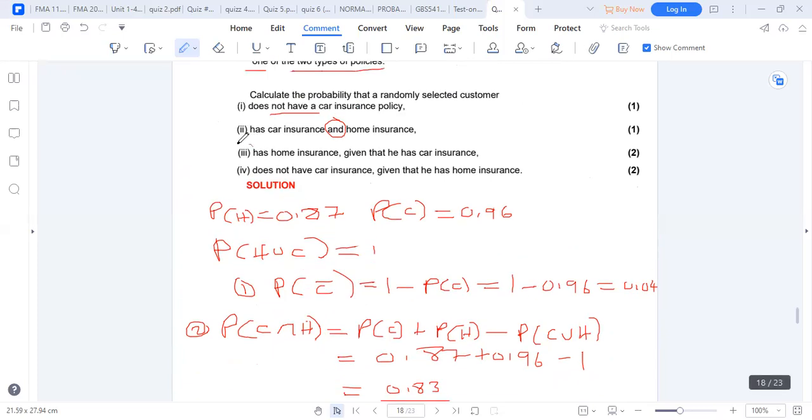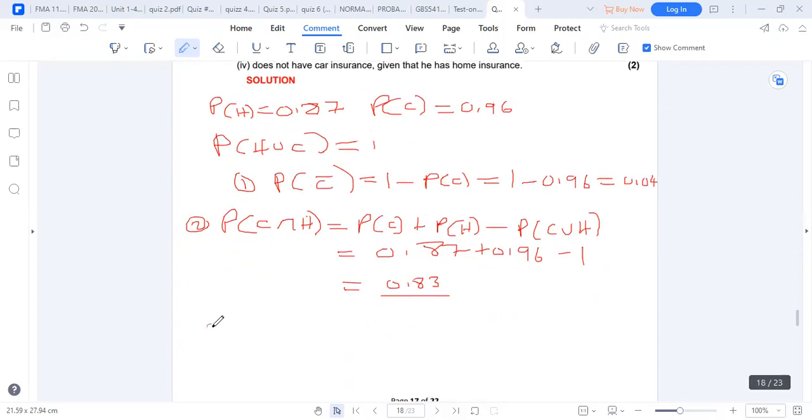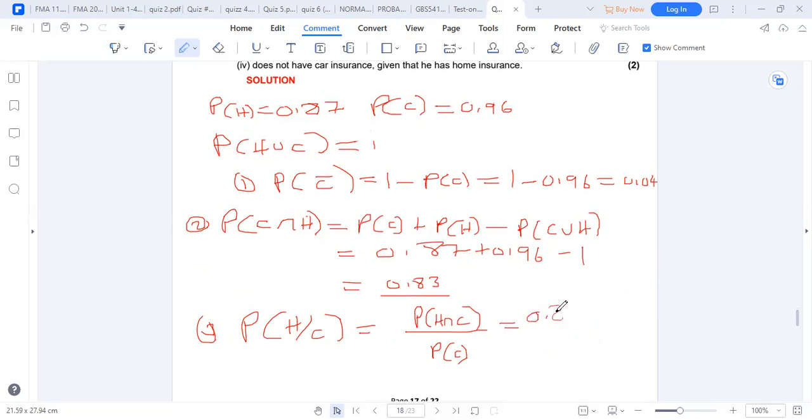So who wants to try part 3? Has home insurance given car insurance? So that's a conditional probability: probability of home intersection C over probability of C. So what is home intersection C? 0.83. That's over the probability of C, 0.96. And what is the final answer?